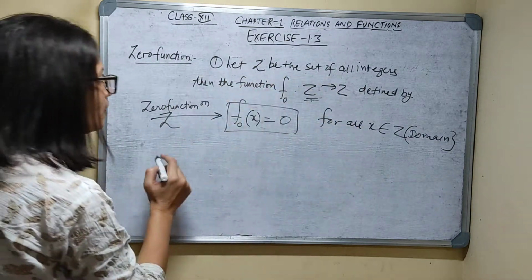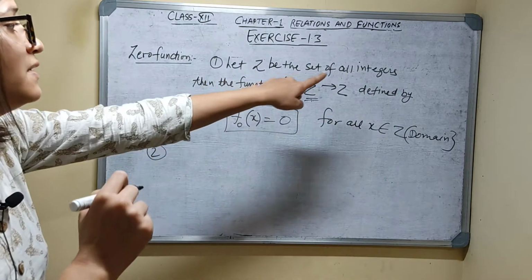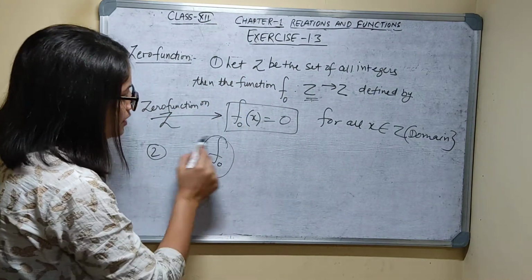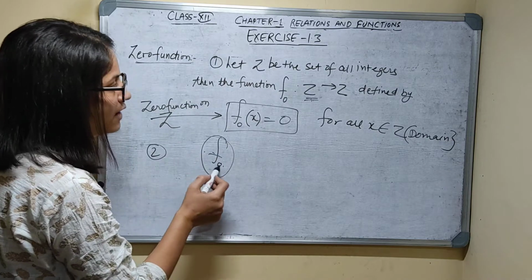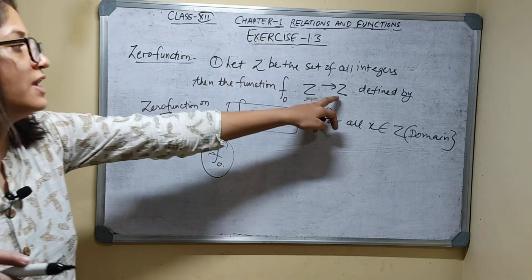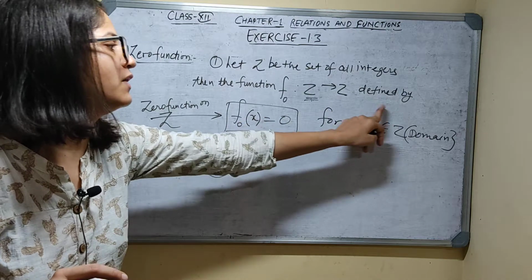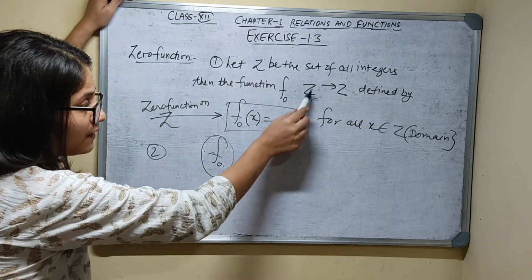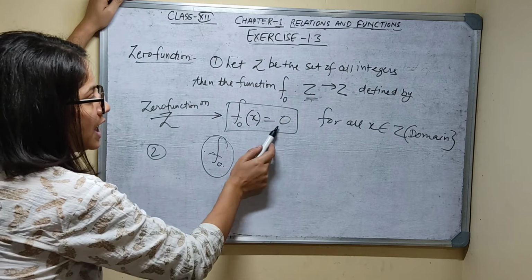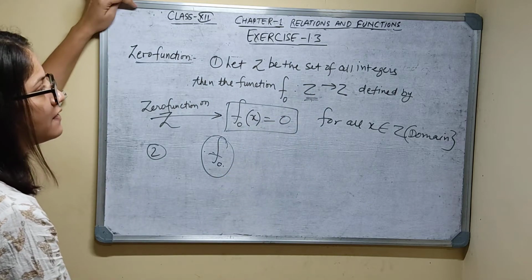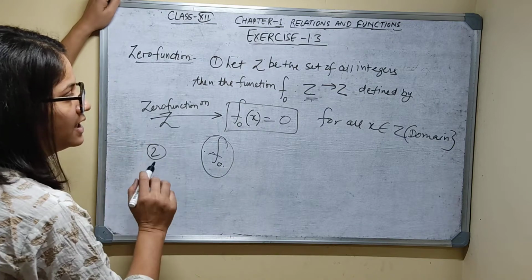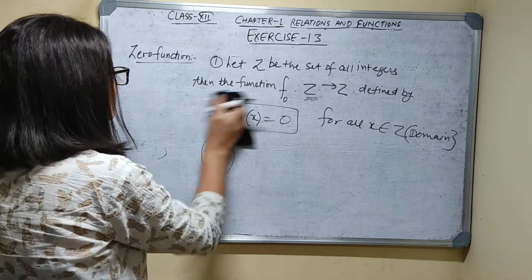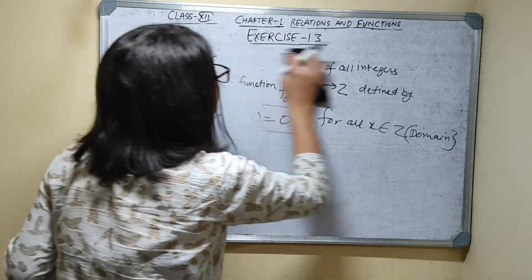First is the zero function on integers. Let Z be the set of all integers, then the function f naught, the zero function, is represented by f0. It is from Z to Z, where this is the domain and this is the codomain, defined by f0(x) equal to 0. If you put any value from this integer domain, you will get the value 0. Then you say this is a zero function on Z. The same way, you can define the zero function on the set of real numbers. That is the second part we'll learn.